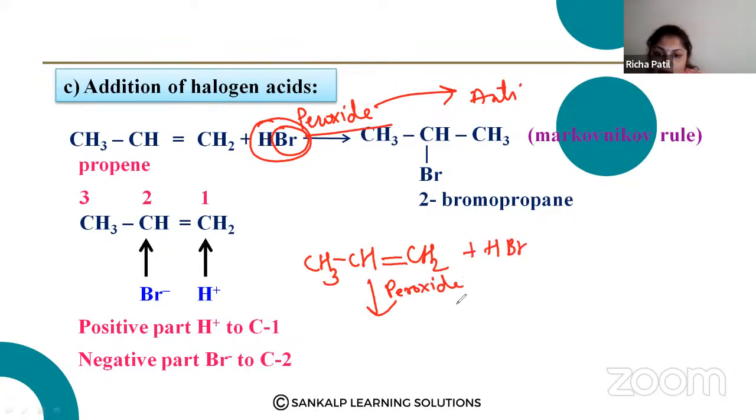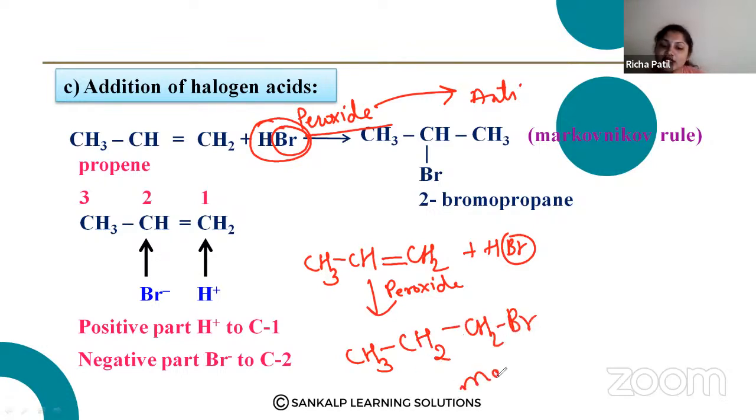Whenever peroxide is there, it means anti-Markovnikov. So what will you get? HBr will be added to the carbon having more number of hydrogen atoms. So this will be CH2 and this will be CH2Br. This will be the major product in the case of anti-Markovnikov's rule.